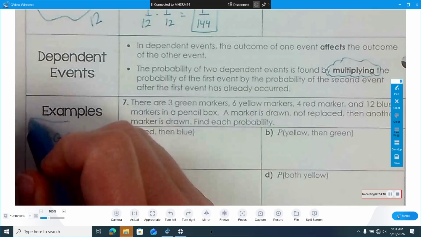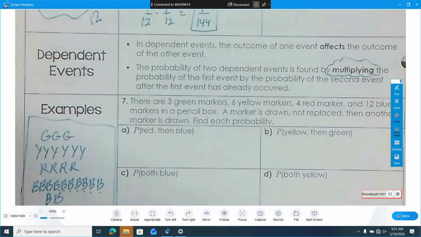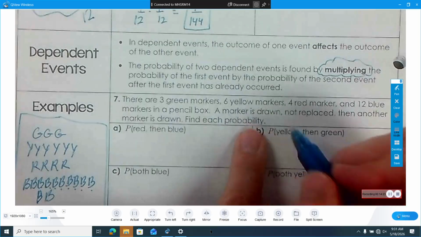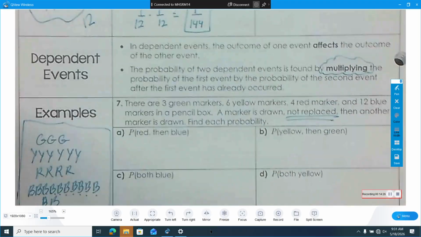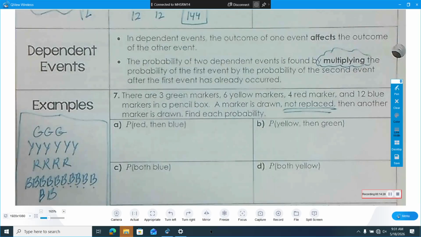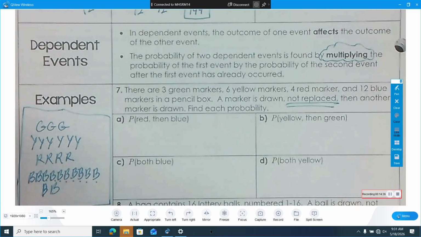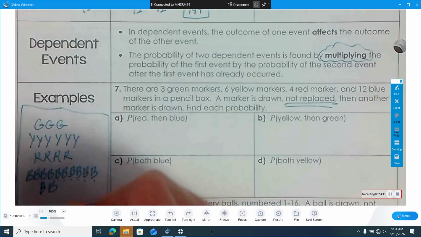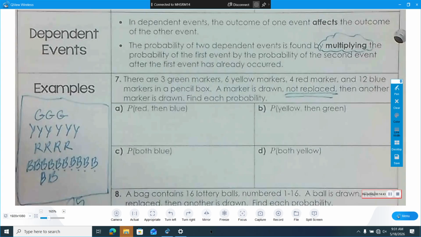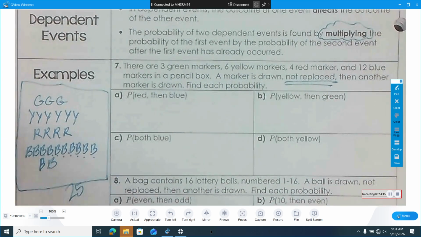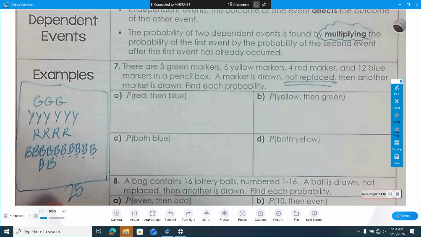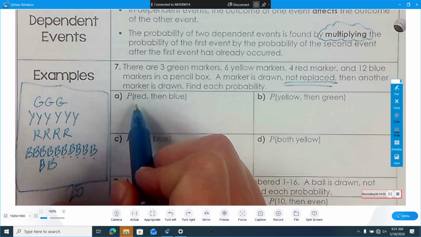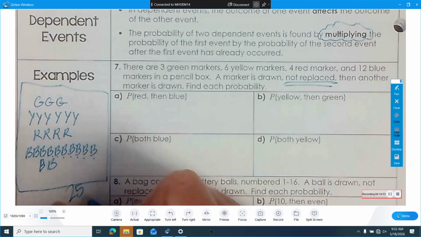In a box, a marker is drawn, then not replaced. So we're not putting it back in. And then another marker is drawn, and we want to find the probability. So it's nice to have a little example here. How many items are in our pencil box? 25 to start, so there's 25 items altogether in that pencil box. What's the probability we draw a red one? 4 winners out of 25.